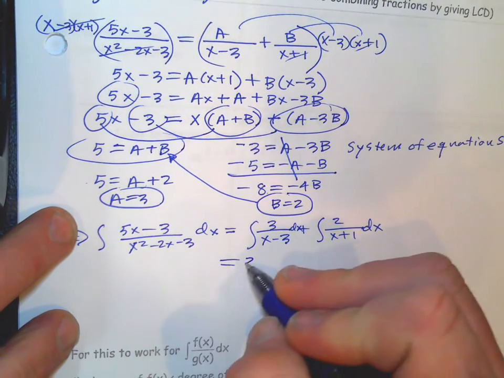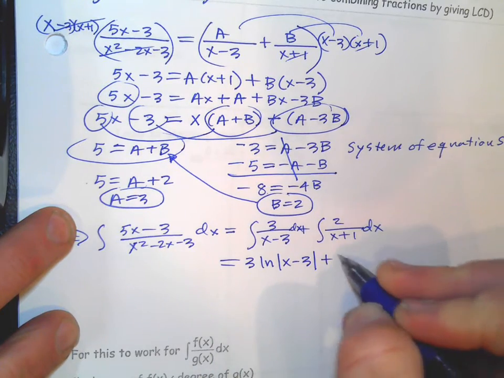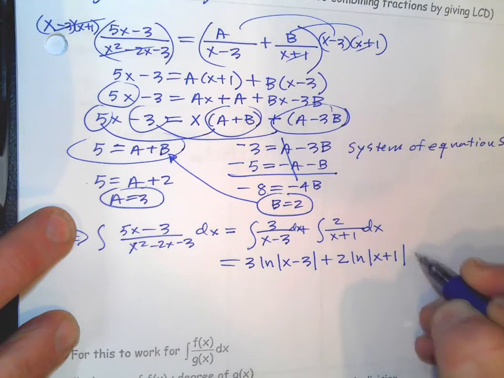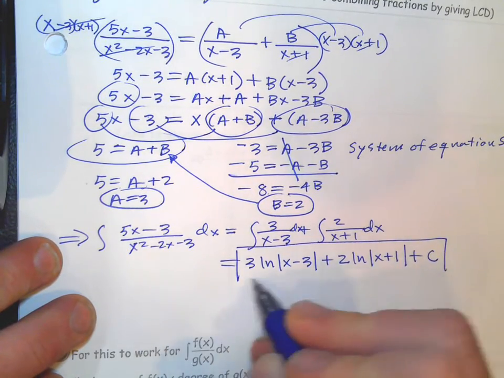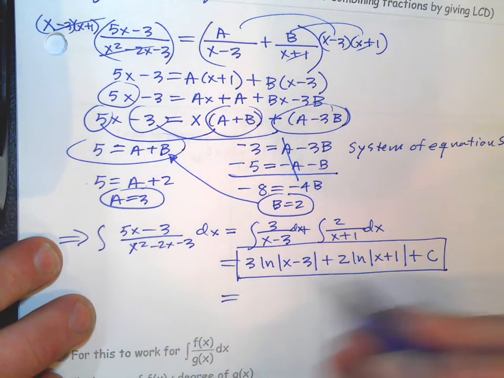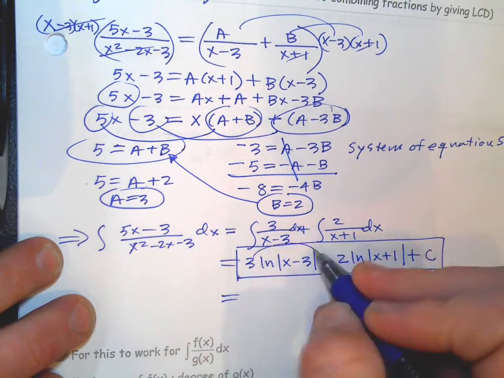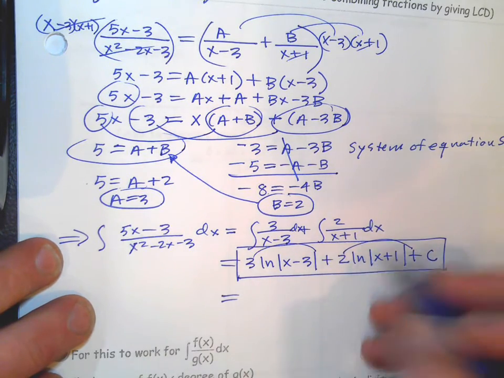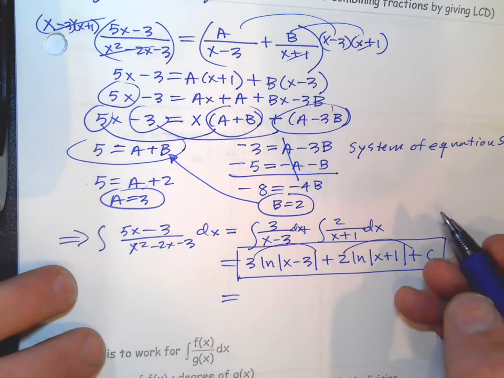So this is going to be 3 natural log of the absolute value of x minus 3, and this is going to be 2 natural log of the absolute value of x plus 1. You need the absolute values there. You need plus C. So this is the answer, but the answers are usually going to be a little more combined and simplified using log rules. With log rules, you have to bring these numbers in first, and then you could add these. You can't combine them with addition and subtraction unless they don't have coefficients in front.